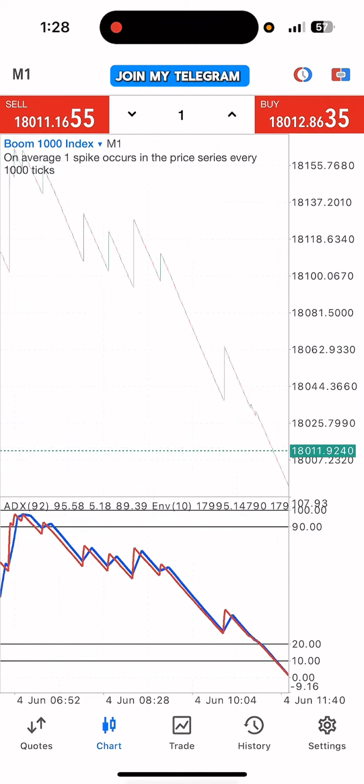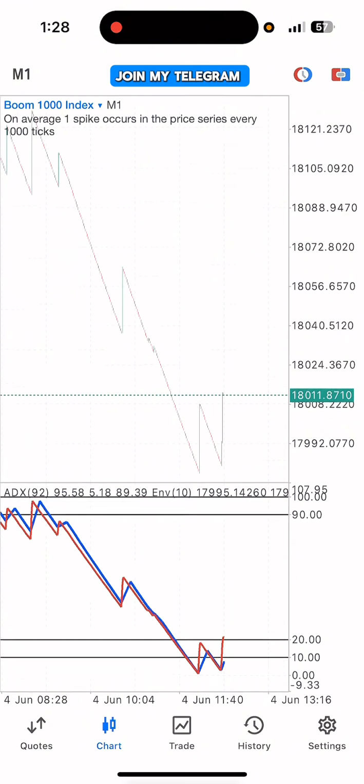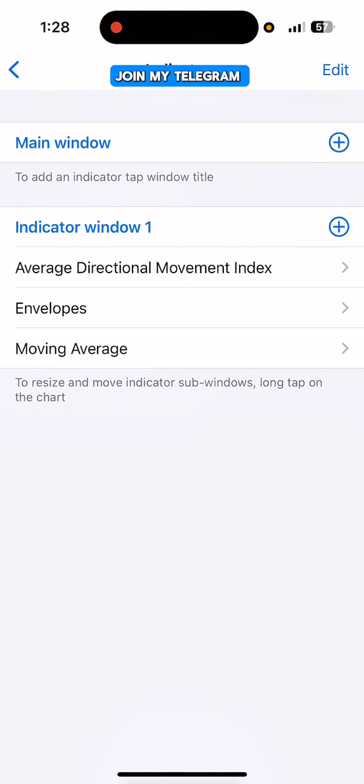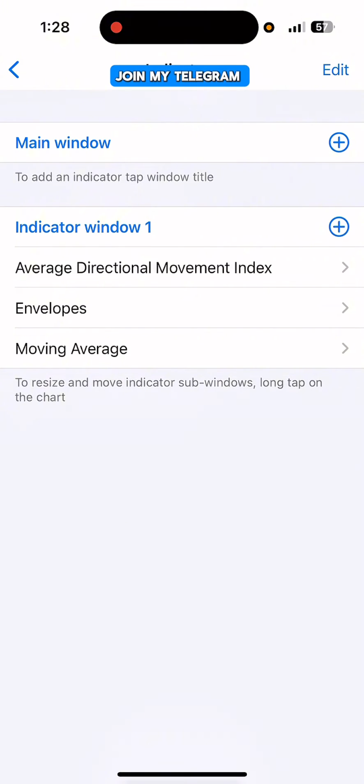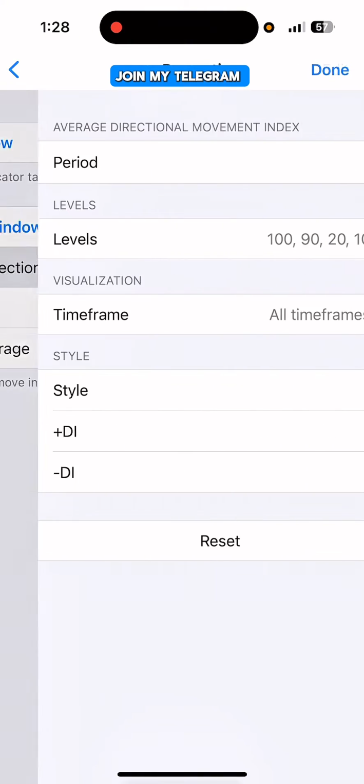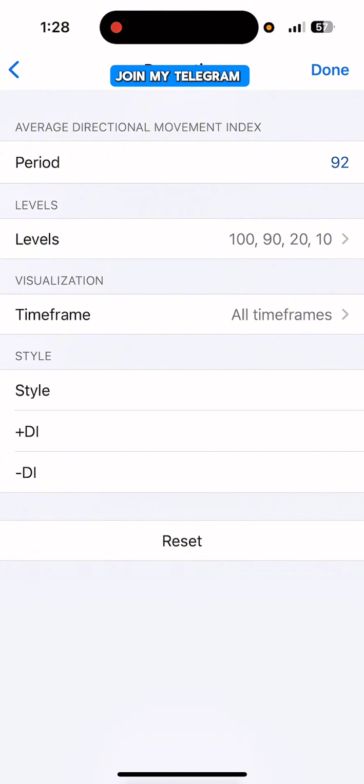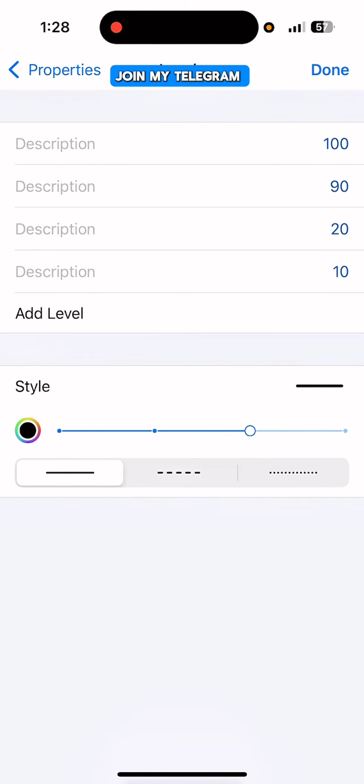Right now, I'm going to show you the parameters for this strategy. Currently, what I'm using right here is the Average Directional Movement Index, Envelopes, and Moving Average. On the Average Directional Movement Index, you set the period to 92. The levels you put are 100, 90, 20, and 10. For the style, you put 3 pixels with the color black. If you're using the white background, you want to set the color to black.